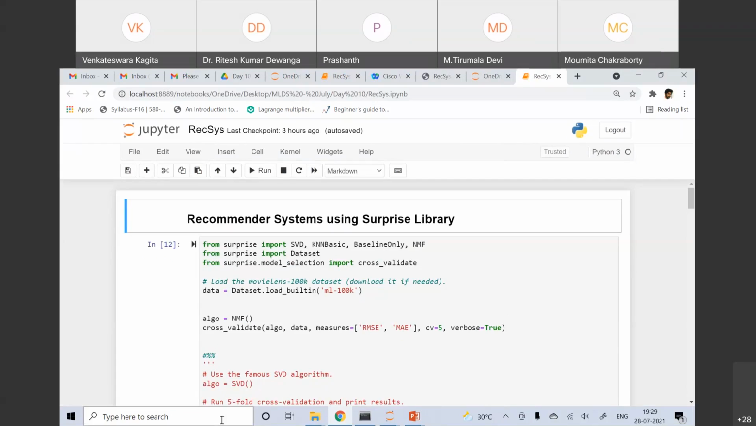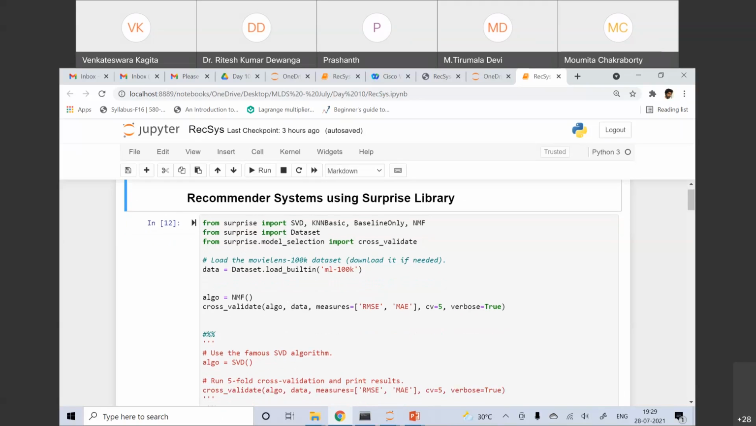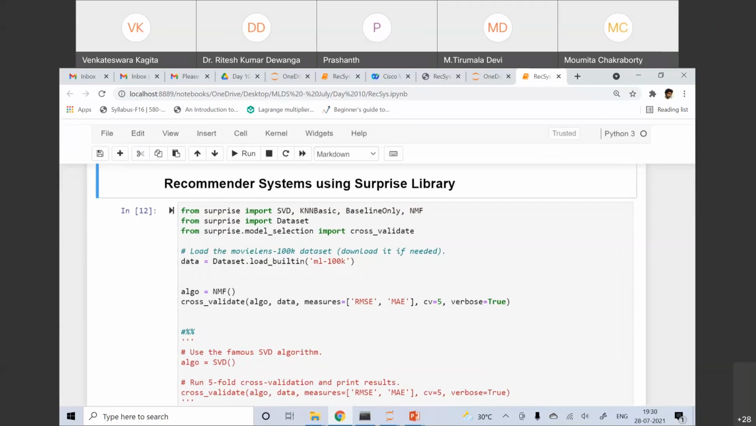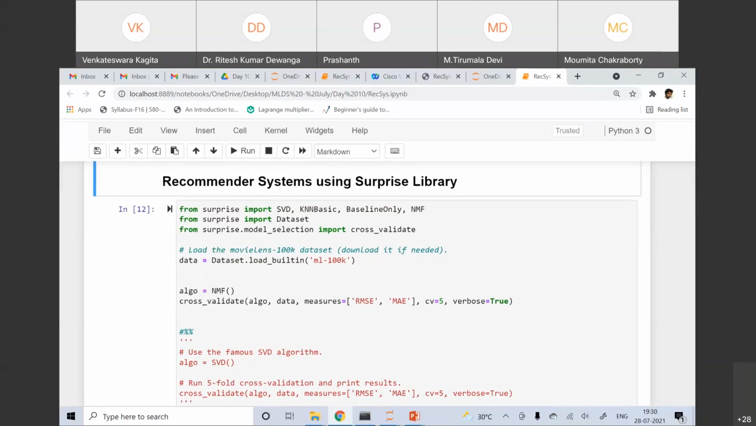So the recommender systems can be implemented using the scikit surprise library. You need to install this if you are doing it in your local system. If you are directly doing it in Google Colab, you need not install. I have already shared that in your Google Drive. In the surprise library, there are very few recommender systems: SVD, KNN basic, non-negative matrix factorization, NMF. But it is very easy to implement using this library.